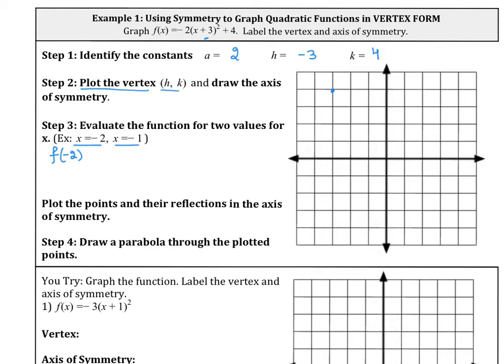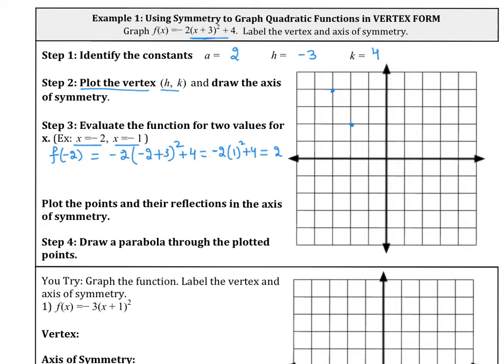So let's find the y value when x is negative 2. We are going to plug it in for x in the given equation, so that's going to be negative 2 times (1) squared plus 4. And it's going to give you negative 2 times 1 is negative 2, plus 4 is 2. So our point is going to be (negative 2, 2), which is this point right here.